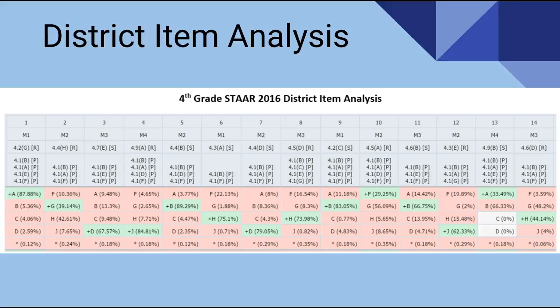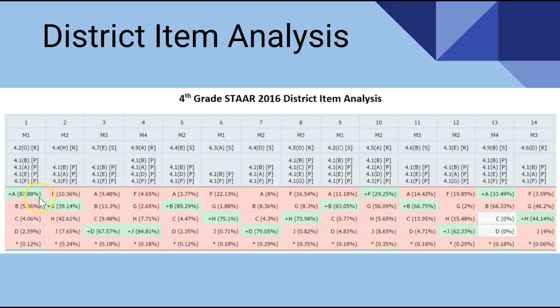Then you also have a district item analysis where it takes every item and breaks it down with the percentage of students that selected the correct answer as well as the percentage of students that did not select the correct answer. If we look at the very first one, it's item number 1. It's from reporting category 1. It is 4.2G, which, since there's an R next to it, is a readiness standard. These 4 SCs with the P are the process standards.